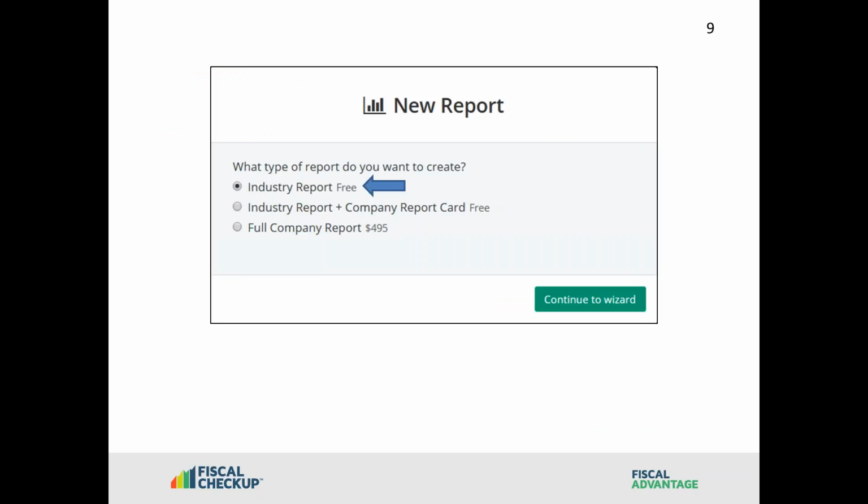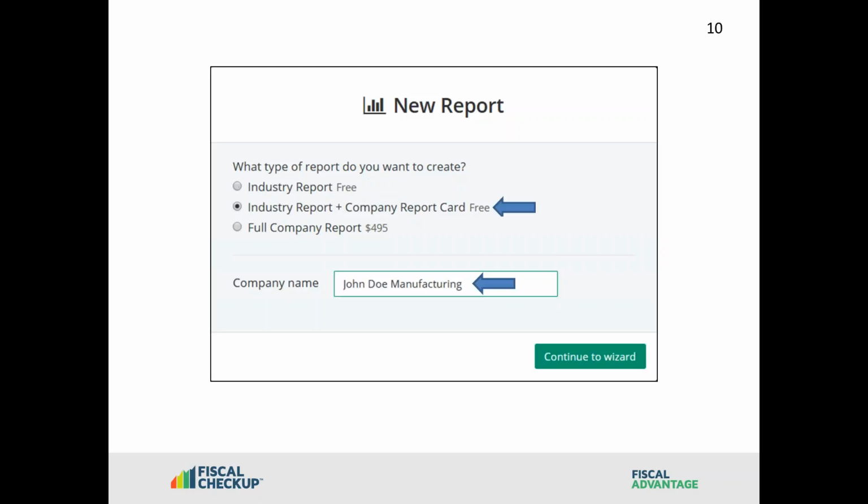Fiscal Checkup offers a free industry comparables report. If you select this option and then click on Continue to Wizard, you'll be asked to input up to 5 NAICS codes and you'll be able to print your free report. If you select the free industry comparables report plus the free company report card, you will be asked to input a company name to place on the top of the report card.